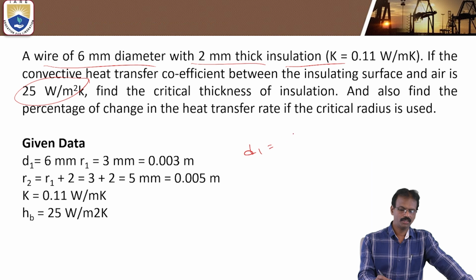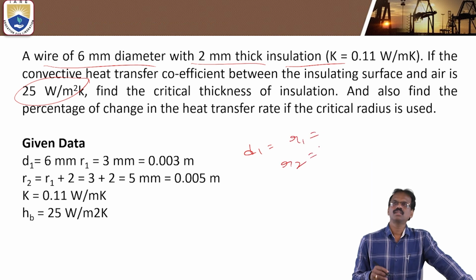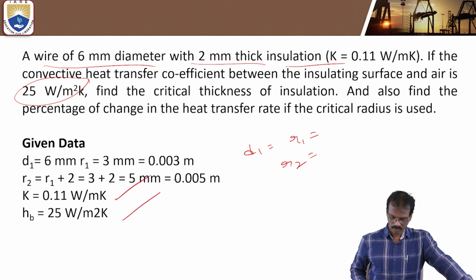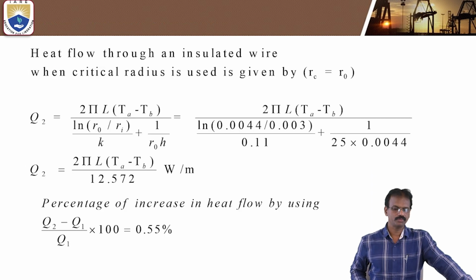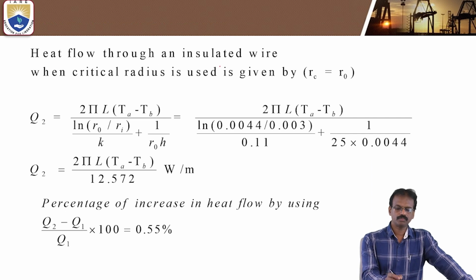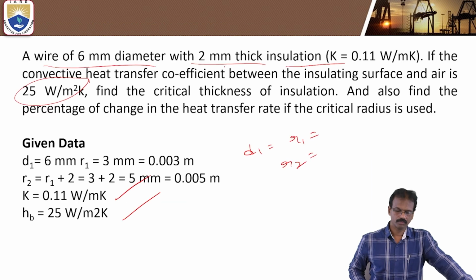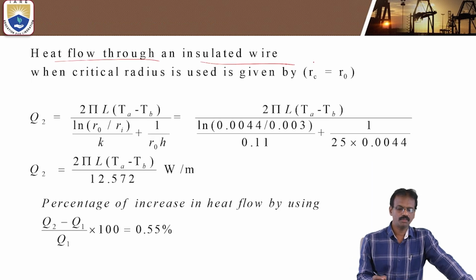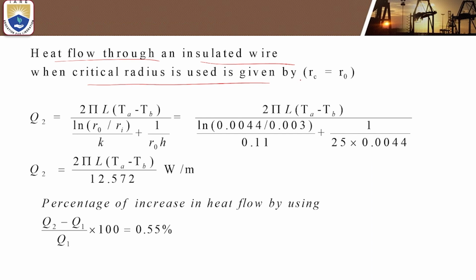D1 is given, which means R1 is given. R2 is equal to R1 plus the thickness of the insulation, also given. The H value and K value are also given. Then you can find out the rate of heat transfer, the heat flow through the insulated pipe when the critical radius is given.